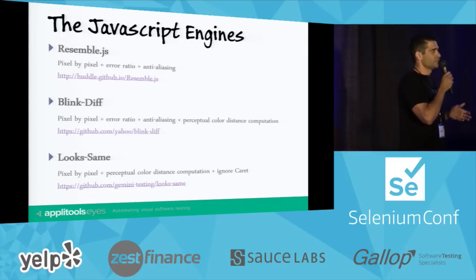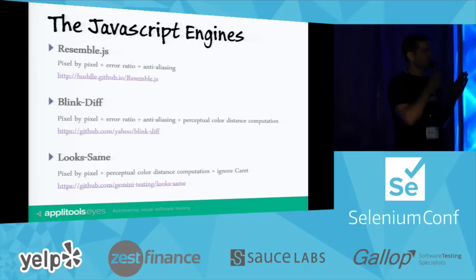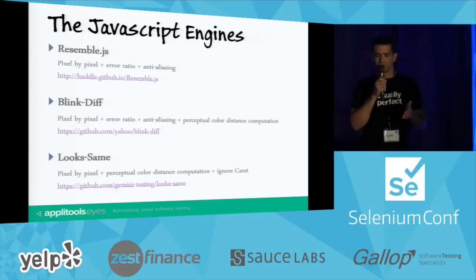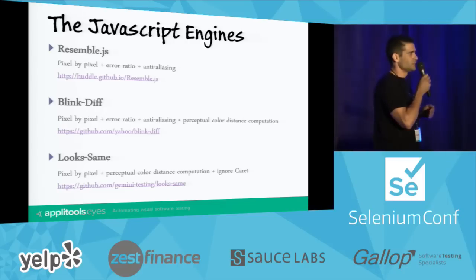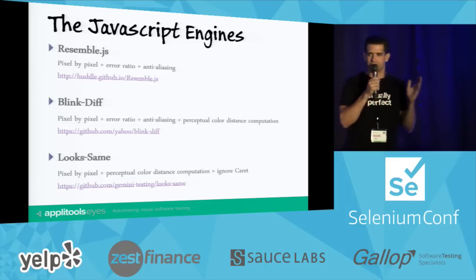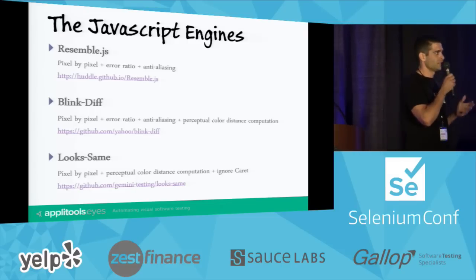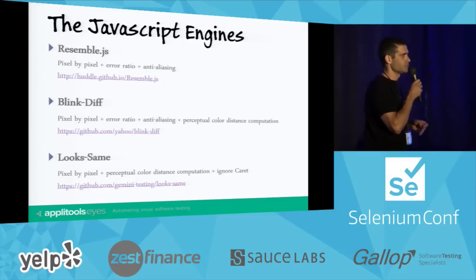The JavaScript engines are all, of course, written in JavaScript. They work very similarly to ImageMagick in the sense that they do pixel by pixel comparison and they rely on an error ratio to work, but they also add more functionality on top of that, which is very important.